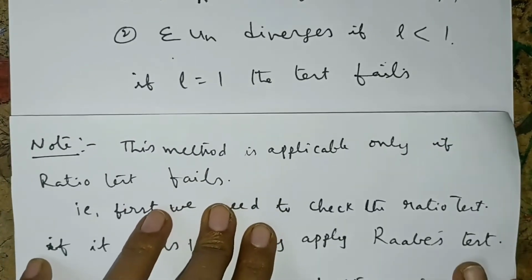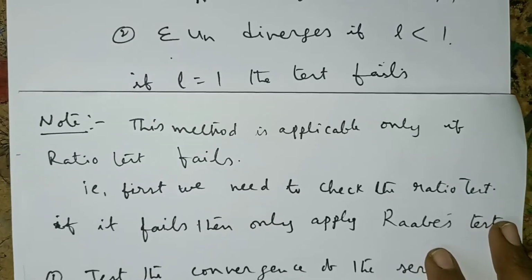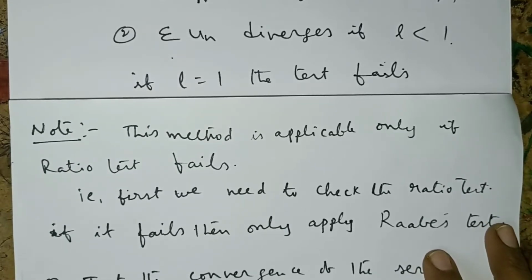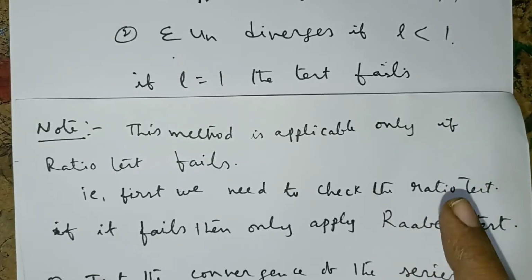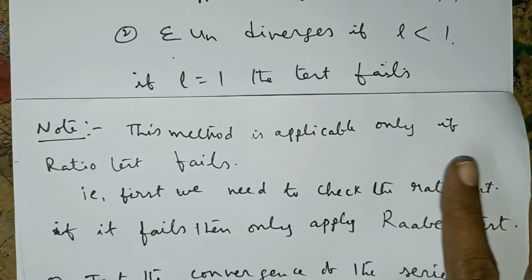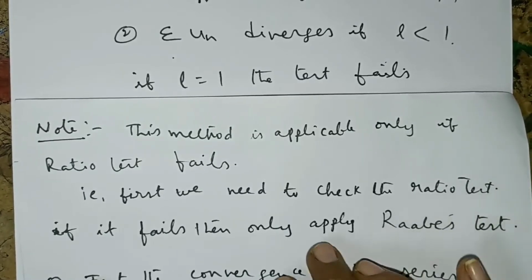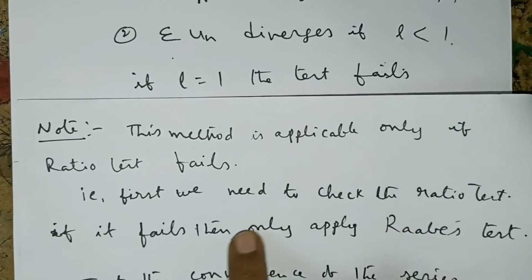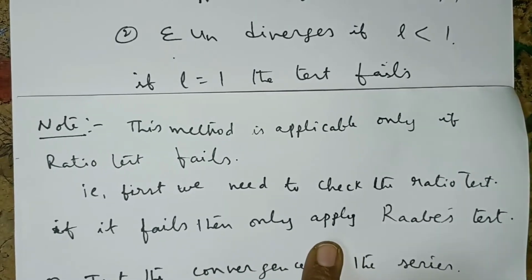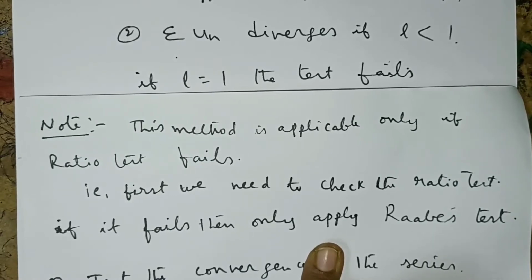Now here one important note is there. This method is applicable only if the ratio test fails. Whenever the ratio test fails, then only you have to apply Rabi's test. We cannot start with Rabi's test from the beginning. First we need to check with the ratio test, and if the ratio test fails, then only apply Rabi's test. We cannot start the problem with Rabi's test.